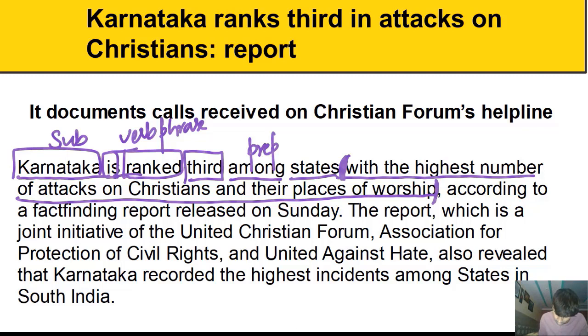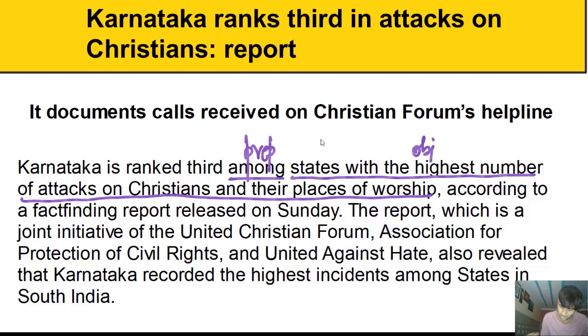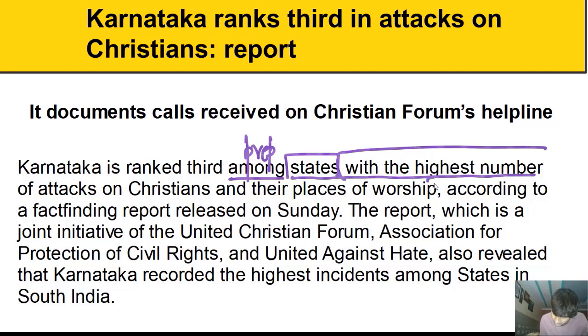Get the point? So among is the preposition, and states with the highest number of attacks on Christians and their places of worship is the object of the preposition. When you combine it together, it becomes a prepositional phrase: preposition plus its object. So we have a preposition and a noun phrase. In this object of the preposition, states is the main noun. With the highest number of attacks on Christians and their places of worship is a prepositional phrase that is giving information about the noun states. So in this prepositional phrase, we have a preposition. Let me make it easy for you guys.